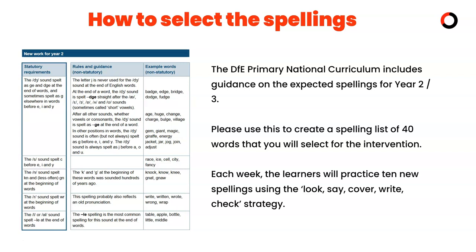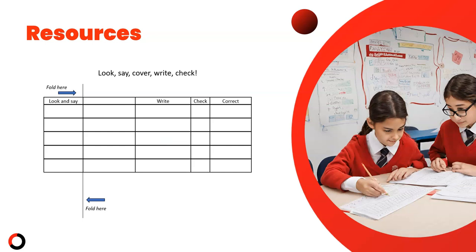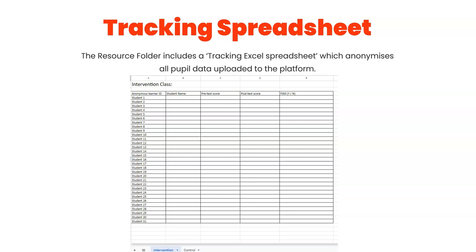How to select the spellings. The DfE Primary National Curriculum includes guidance on the expected spellings for year 2 and 3. You can use the tricky words, year 2. Please use this to create a list of 40 words that you will select for the intervention. In each week, learners will practice 10 new spellings using the Look, Say, Cover, Write, Check strategy. In the resource folder, you will see the template, and you will also see a CSV tracking spreadsheet. This allows you to link the anonymized student ID to learners in your classes.